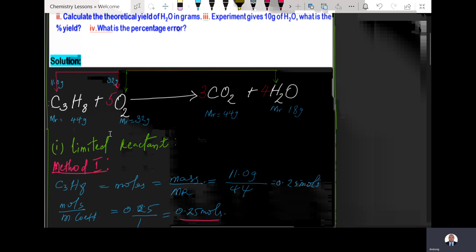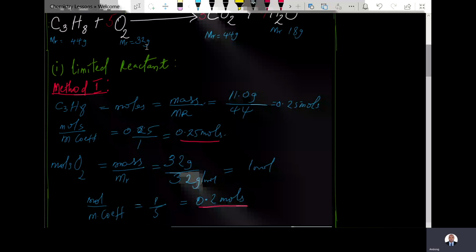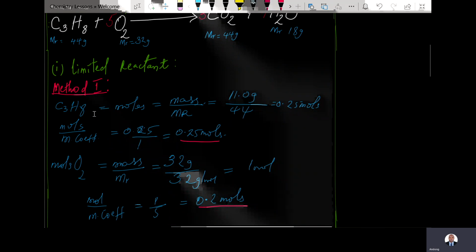You will have a value. Then you compare the values. The one that is higher is in excess. The one that has a lower value is the limiting reagent. And this is the method. Method number 1, we are calculating for propane.